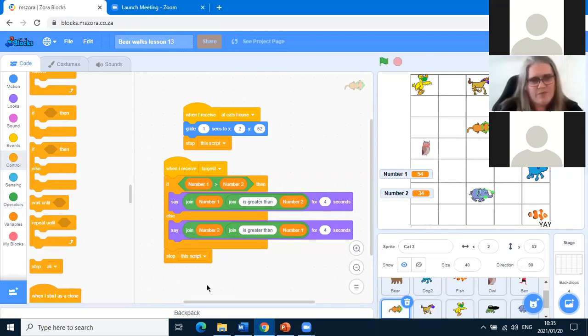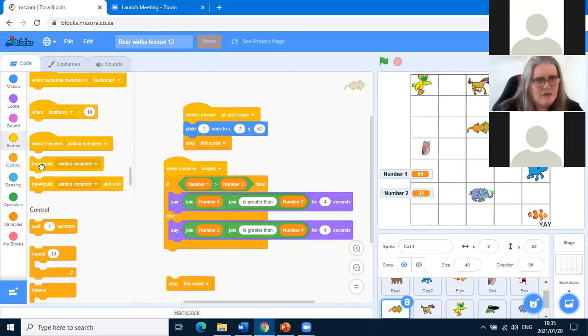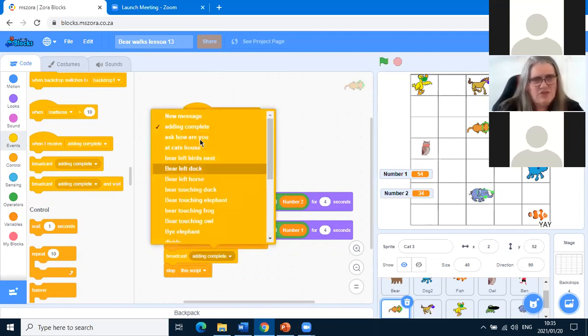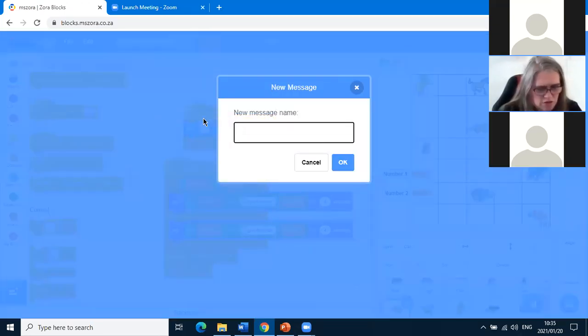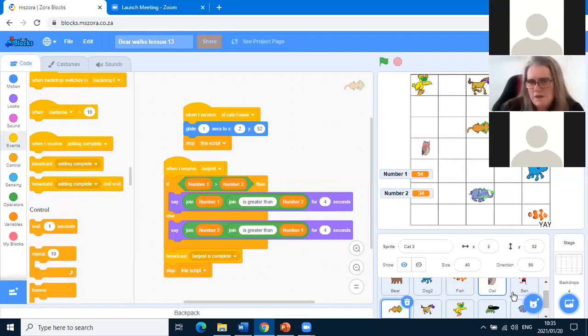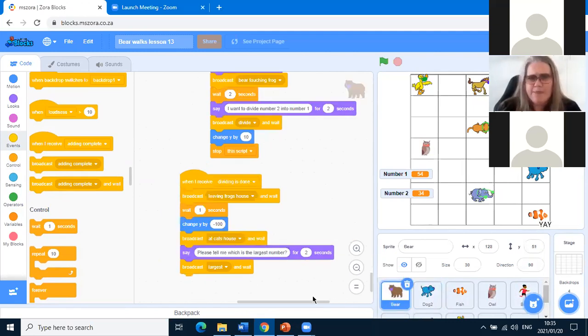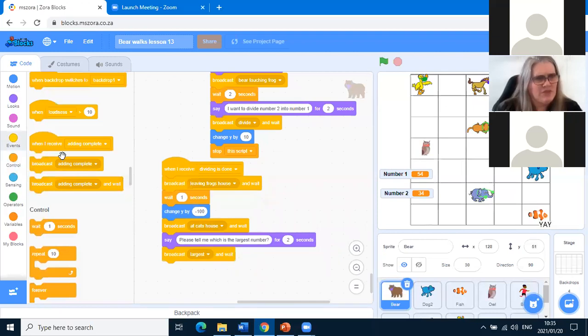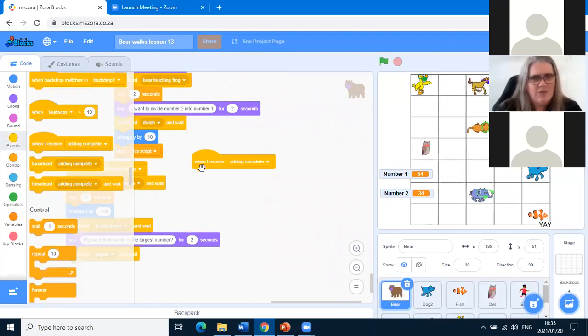Cat's done his job, but before he stops, he's going to broadcast that it's done, just to keep our timing right. He's going to broadcast a message that greater, largest is complete. Just to say, well, it's finished now. And then Bear's going to receive that broadcast message. We'll go to Bear. Bear's going to receive it. When I receive, take note, all this code is being bundled together here. Doesn't matter where you put it, you can put it anywhere. I'm just plucking it over here.